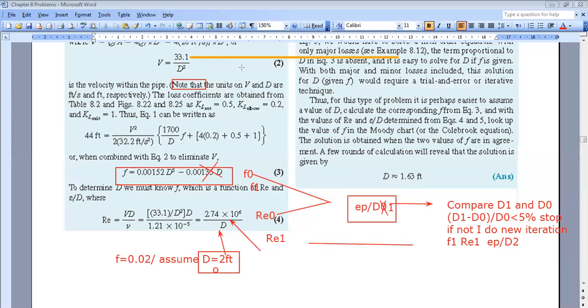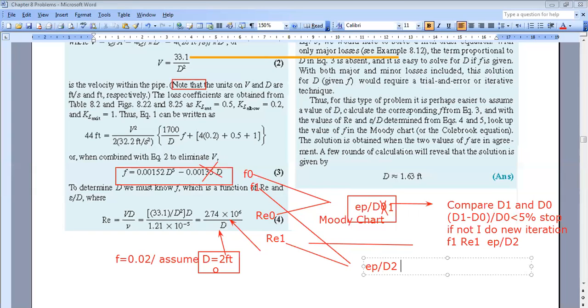Here, I will take f1 and d1 to Moody. Always the final step is to go to Moody chart, because it will give you the unknown you want. From Moody chart, I read the new value of epsilon over d, which will represent epsilon over d2. So I calculate d2 and I repeat. I will repeat until reaching two final values of d that are very close to each other.